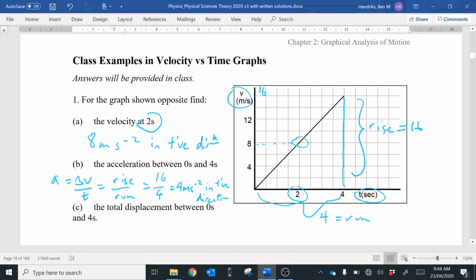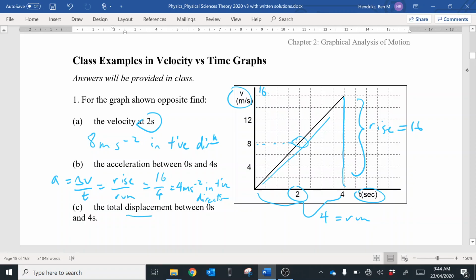Okay, so with velocity versus time graphs, if you have a straight line like this, just a straight linear graph, then it's going to have constant acceleration because the velocity is increasing at the same rate.